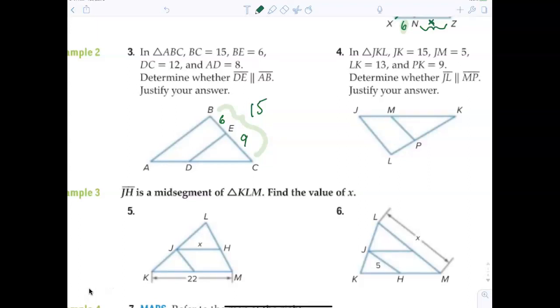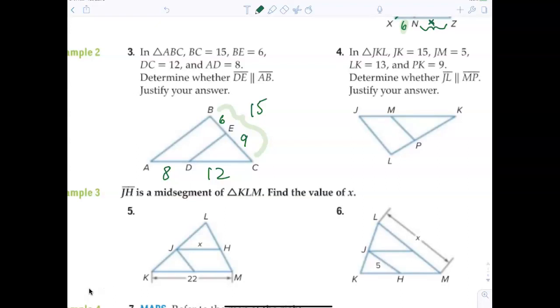DC is what? 12. And AD is what? 8. So are they parallel? Why? Because 3 times 2 is 6, and 3 times 3 is 9, 4 times 2 is 8, 4 times 3 is 12. So let's talk about it as a proportion.